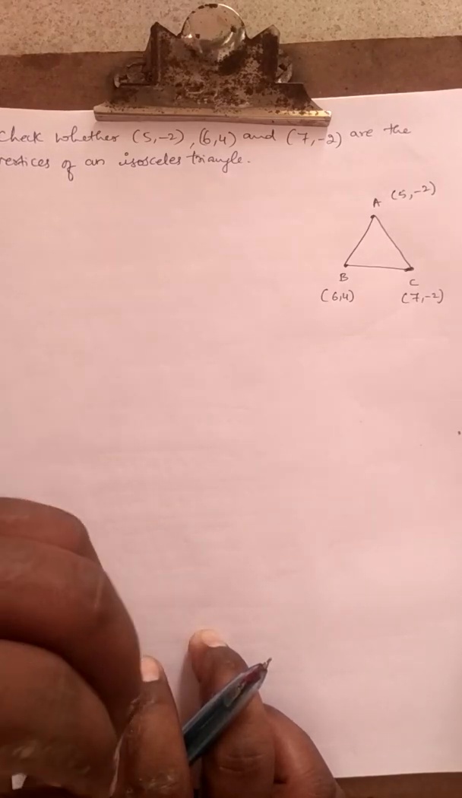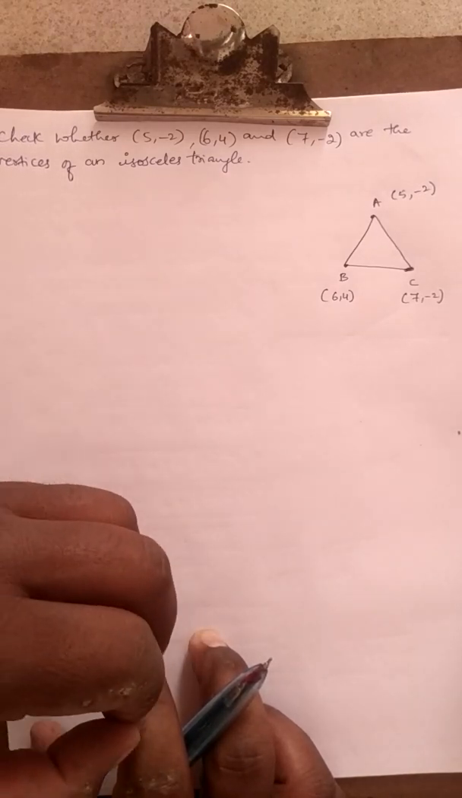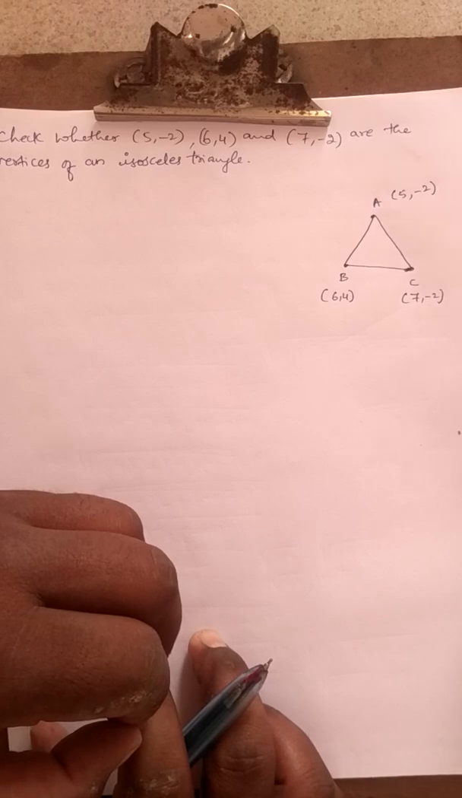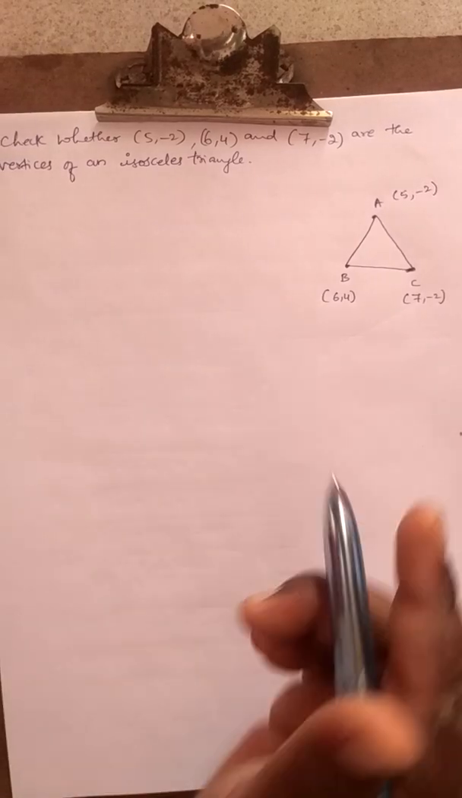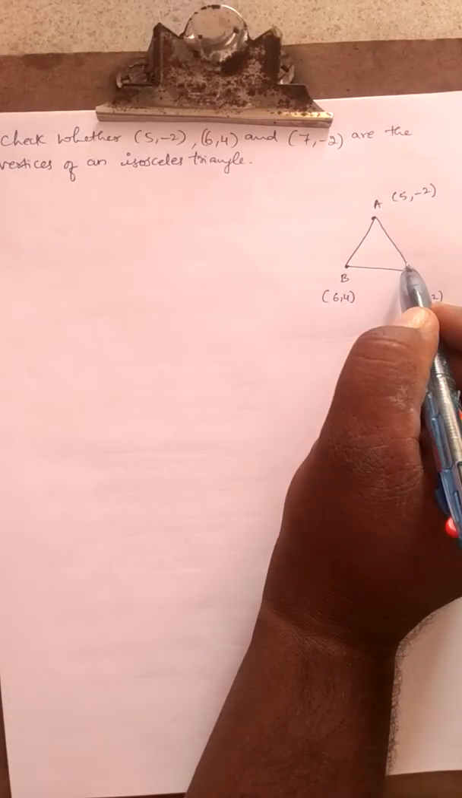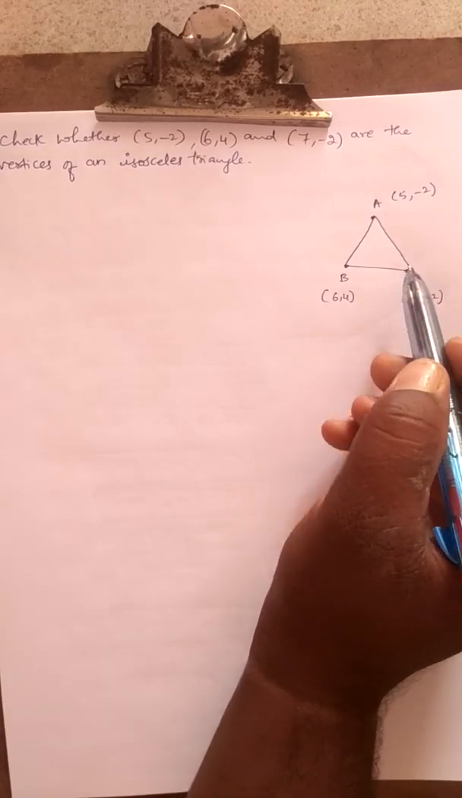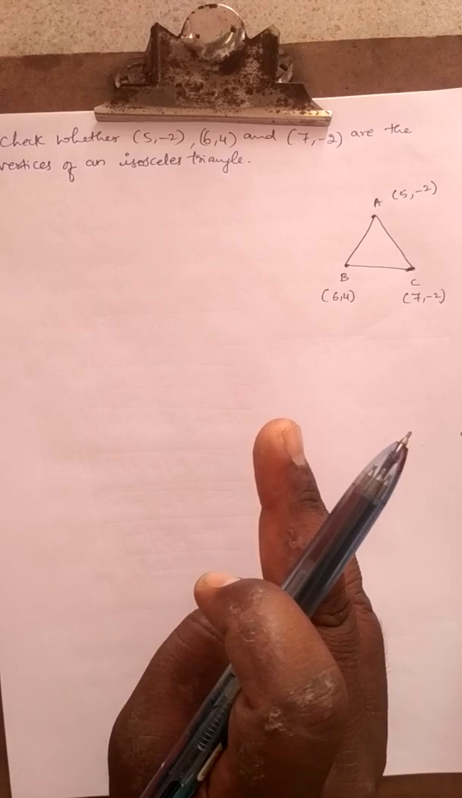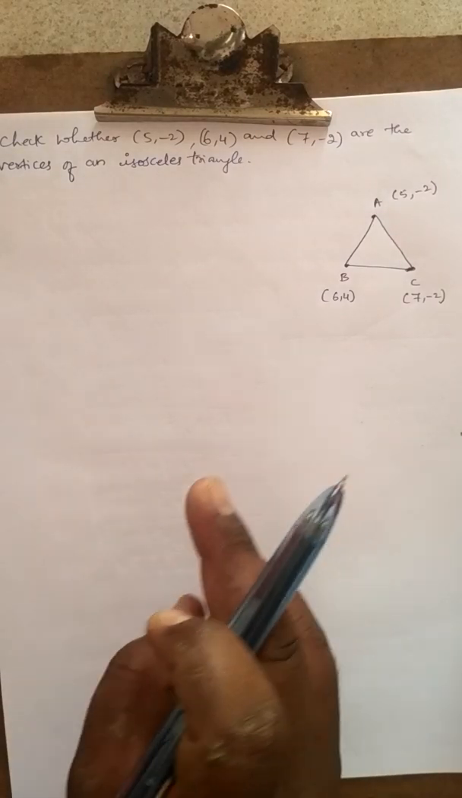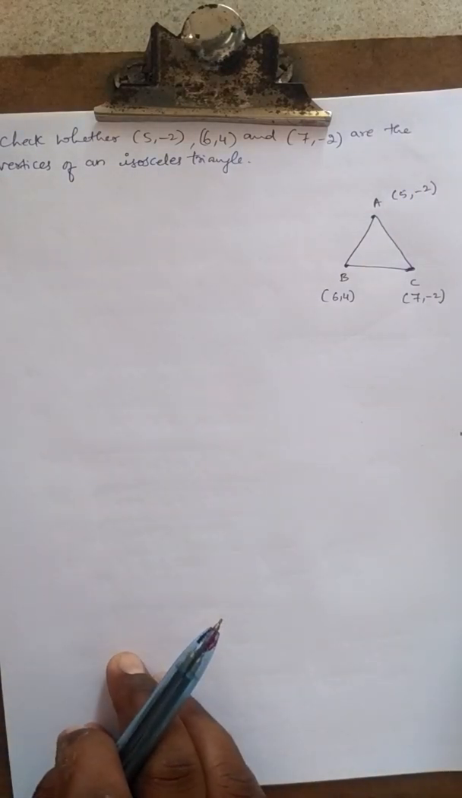So isosceles triangle means if any two sides of a triangle are equal, so either AB and AC are equal, or AB and BC are equal, or AC and BC are equal. If any two sides of a triangle are equal, then such triangles we are going to call isosceles triangles.